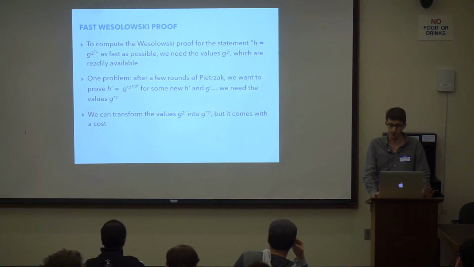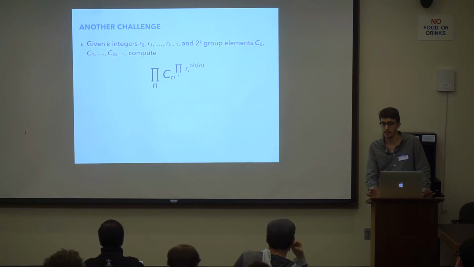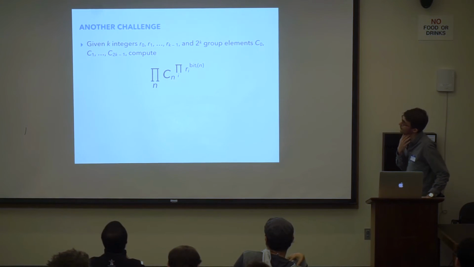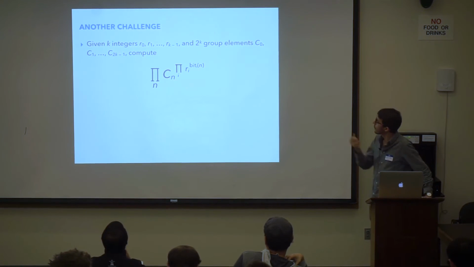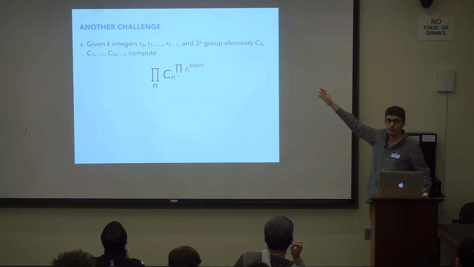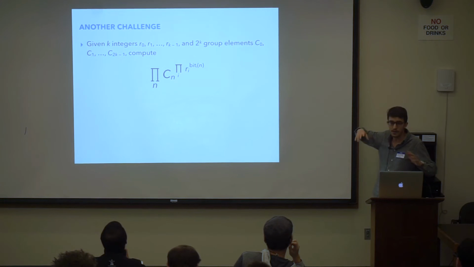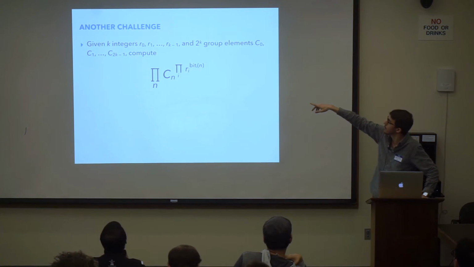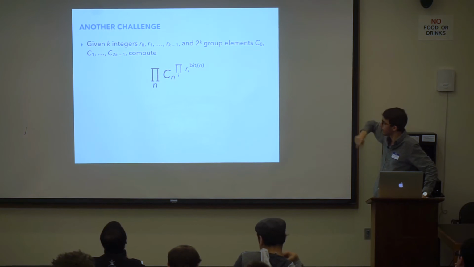Essentially, the computation that you have to do is something like this. So this is another challenge. Try to compute this as fast as possible. So you're given k integers, r0, r1, up to r_{k-1}. These are the random numbers that are issued by Bob in the interaction. And then you're given 2 to the power k group elements, c0, c1, up to c_{2^k - 1}. There's a typo there.